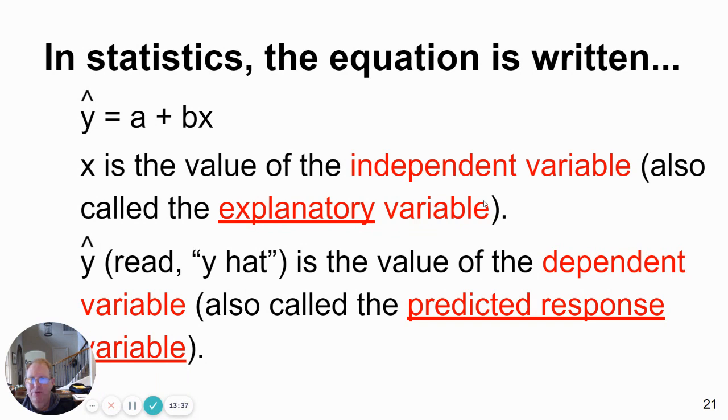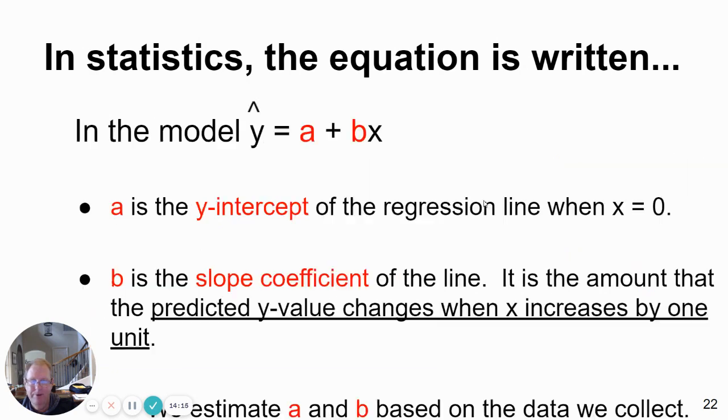Well, in statistics, we have to do things a little bit differently. Specifically, we have different notation. So we are going to write our linear regression equations like this: y hat is equal to a plus bx. And x is the value of the independent variable, also called the explanatory variable. Y hat, and that's how you pronounce it, y hat, with a little hat on it, is the value of the dependent variable, also called the predicted or response variable. So whenever we have a predicted variable in regression, we're going to put a hat on it to indicate that.